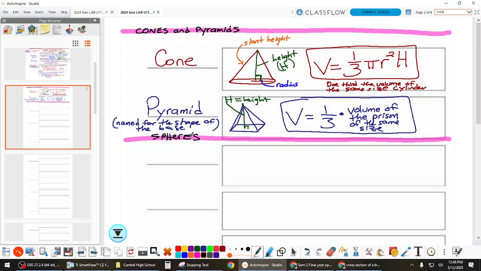Is everybody clear on what a sphere is? Okay. When my son was little, I used to call it a sapphire. It was cute, but sapphire. Alright, let's do volume of a sphere first.